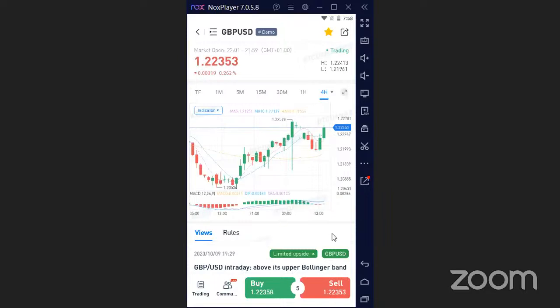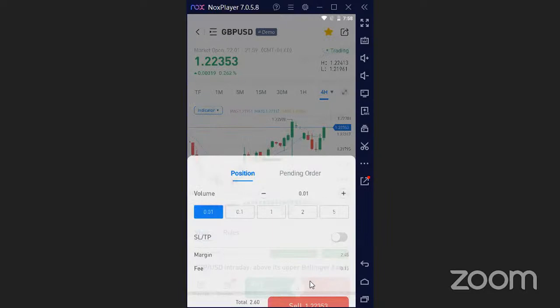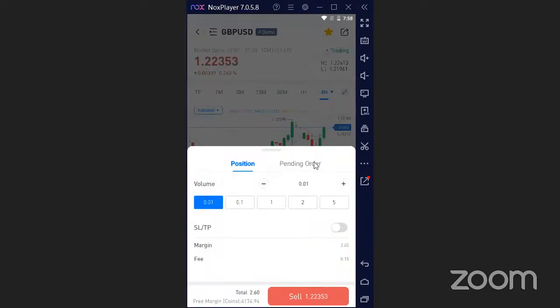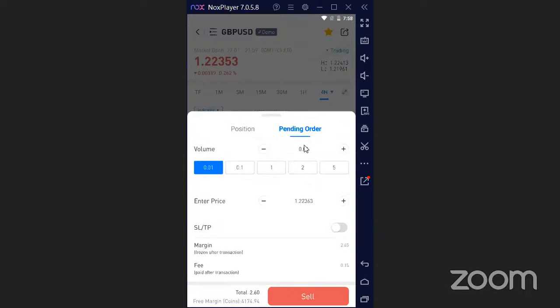So now that we have all of these numbers in place and written out, you are speculating the sell, that when the market gets to this point, it's going to sell. So now you want to click on sell, and then you want to come to pending order, because you are setting a sell limit. When you come to pending order now, you enter the amount of volume.